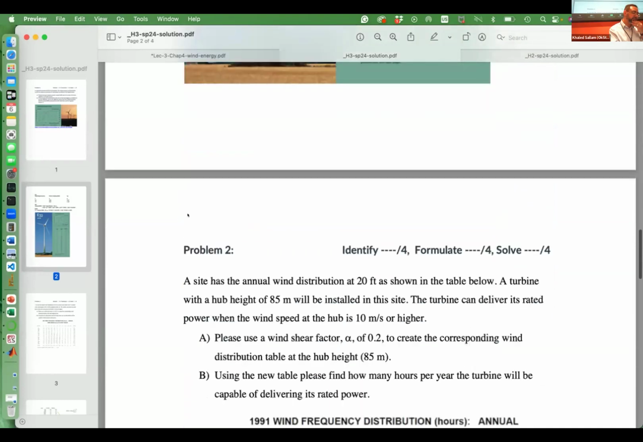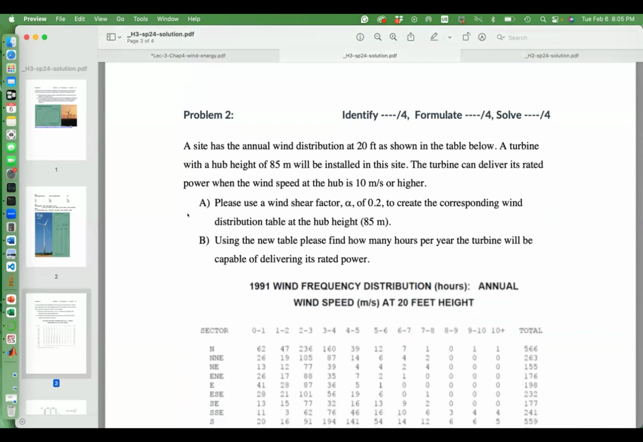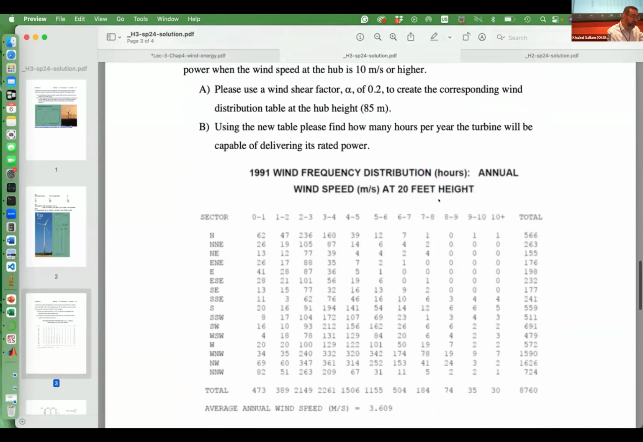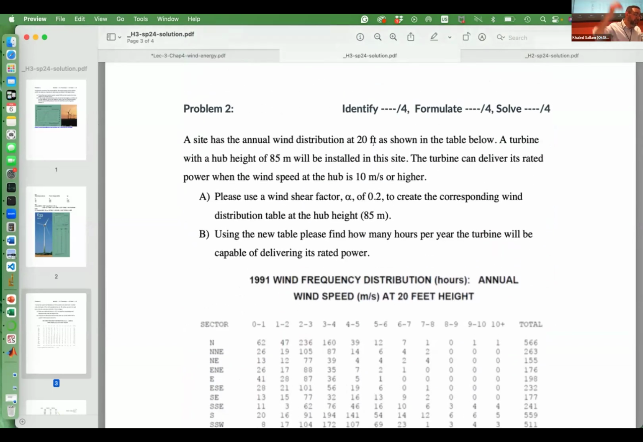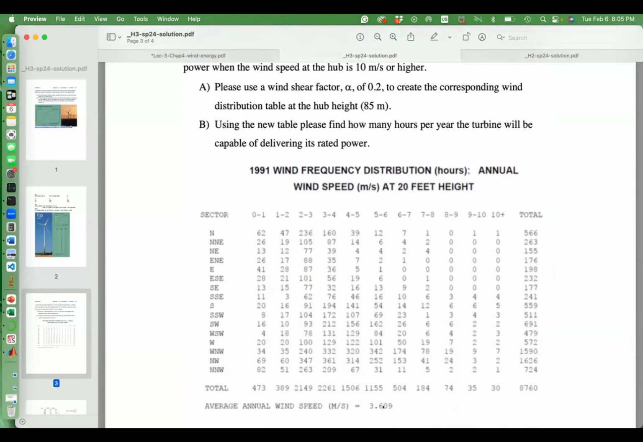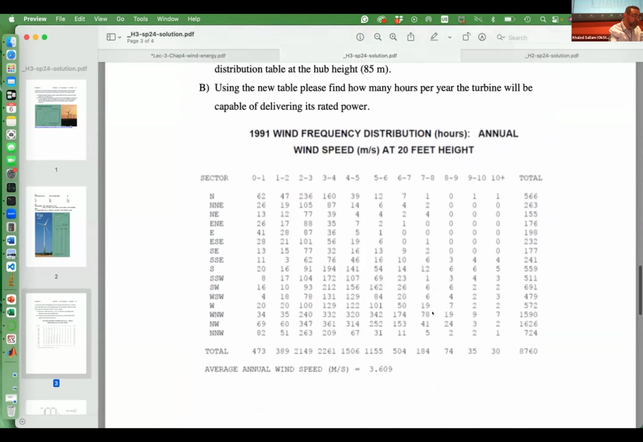Very clear. All right. Now, the second one, he said that sometimes we get the data at 20 feet, like this table. The whole table is done at 20 feet, but the turbine is sitting at 85 meters, right? And the first thing is, can you give me that table at 85 meters? And we said the only thing that will change at 85 meters is not the number of hours and their direction. What will change is only the velocity. So when it's 1.5 down there, up there it would be higher.